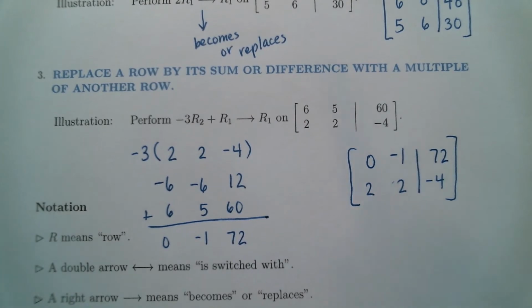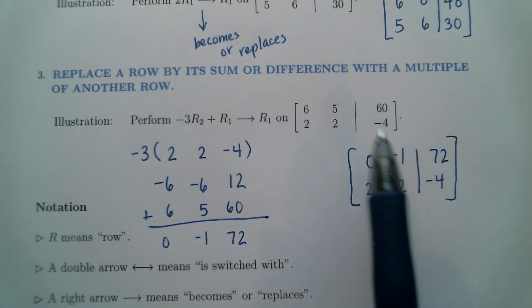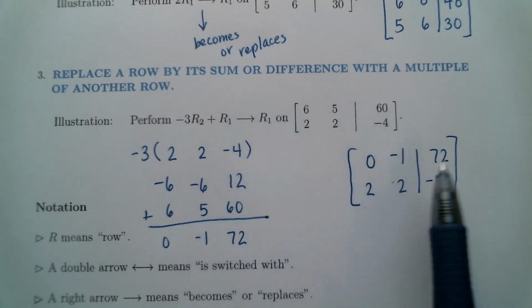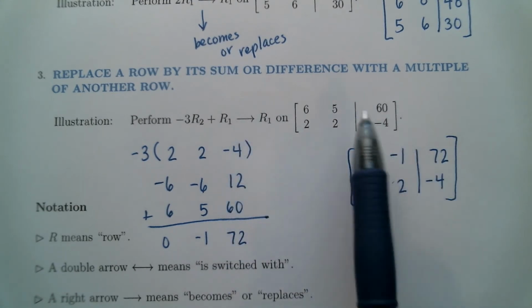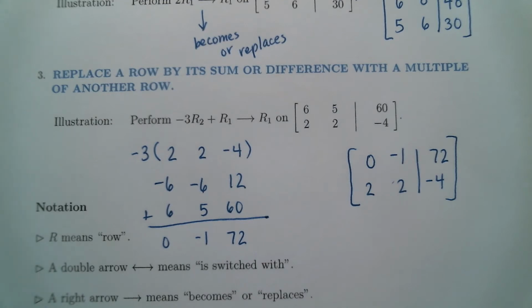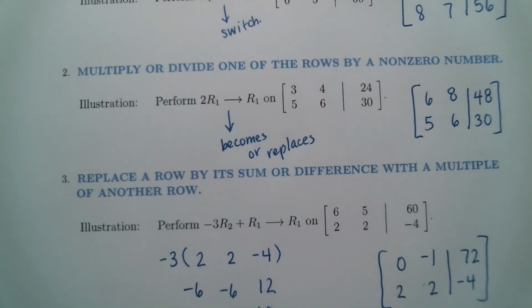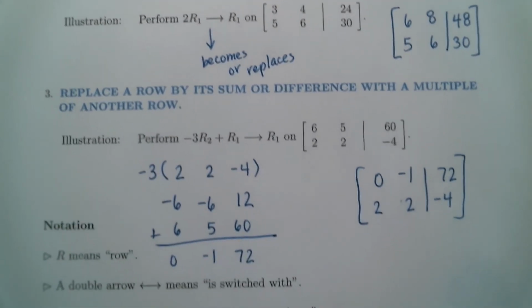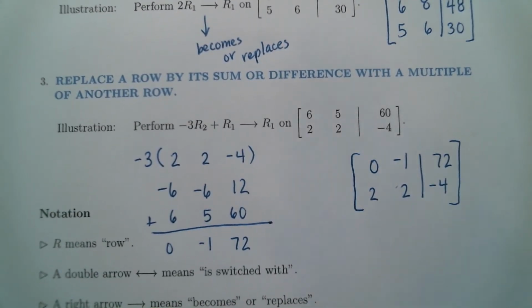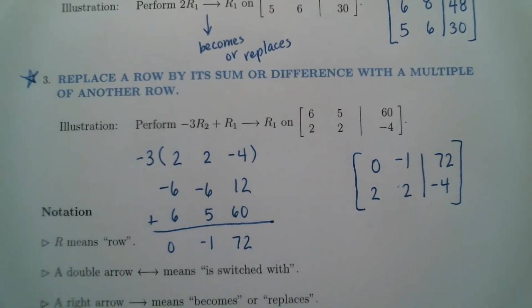So again, the row operation that we just performed gave us a different looking matrix, but these two matrices are equivalent. They represent the same system of linear equations, so they will produce the same solution to the system of equations. All right, so again, these are the 3 row operations you are allowed to do. Switch any 2 rows, multiply or divide one of the rows by a non-zero number, replace a row by its sum or difference with a multiple of another row. This is going to be the one you use the most. Might be a little tricky to understand right now, but as we do the practice, you'll pick it up.